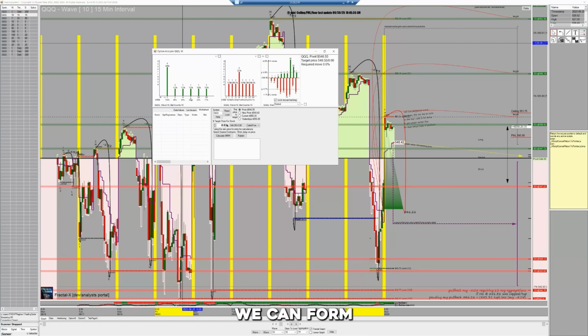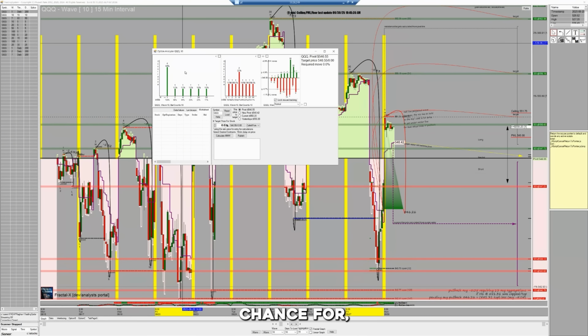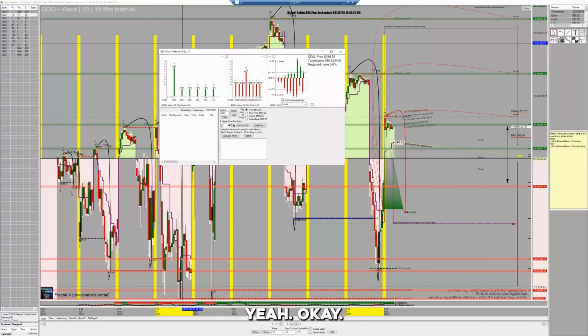So the high we can form according to fractals now should be H7. And what is the probability to see H7? 33%. So is that a good percent chance for continuation according to you? No, it's not a good percent chance for continuation. So we won't take calls. We won't long. Okay.